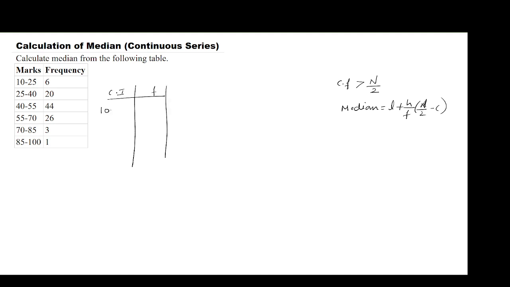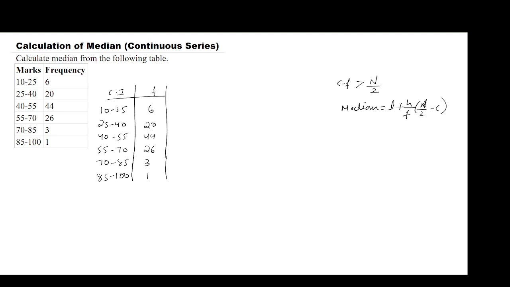So the class intervals given are 10 to 25, 25 to 40, 40 to 55, 55 to 70, 70 to 85 and 85 to 100. And the frequency values given are 6, 20, 44, 26, 3, 1.